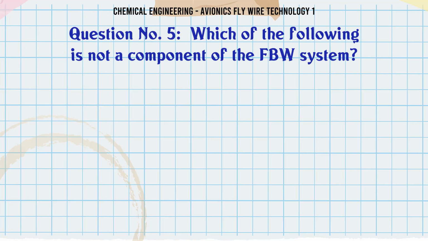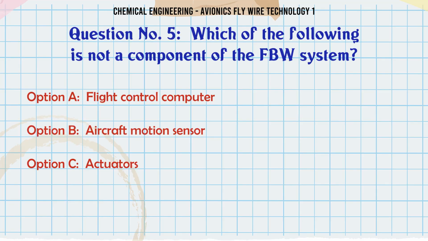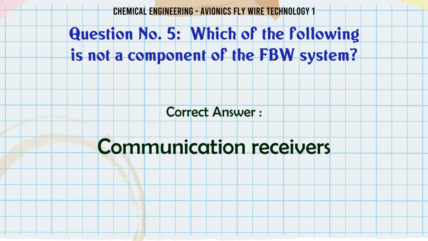Which of the following is not a component of the FBW system? A. Flight control computer. B. Aircraft motion sensor. C. Actuators. D. Communication receivers. The correct answer is communication receivers.